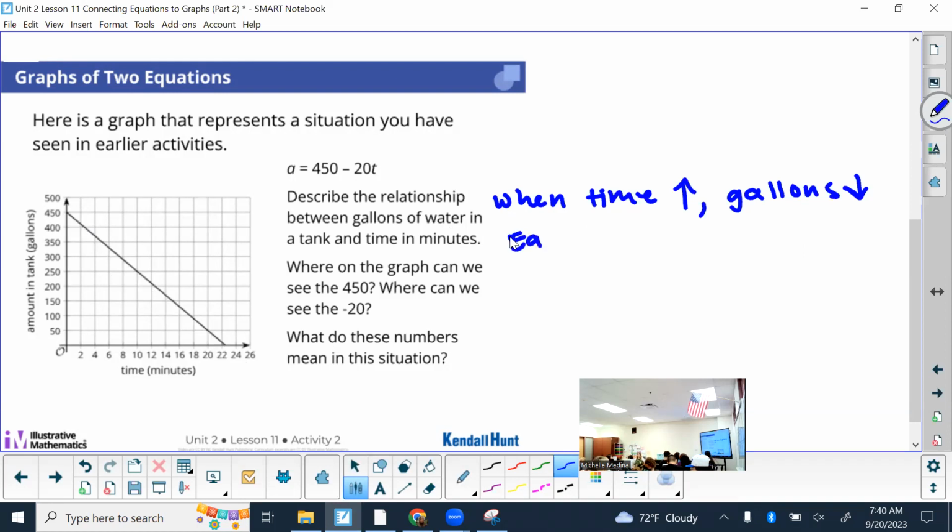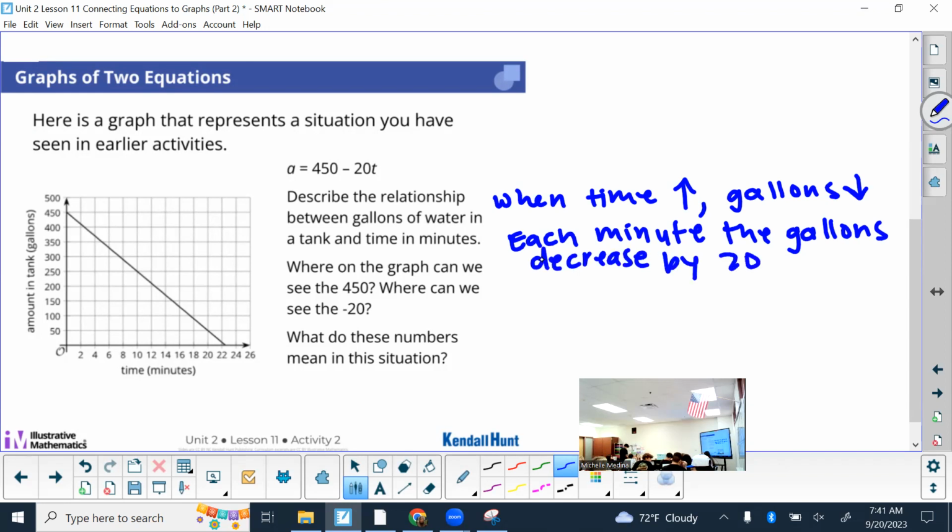Okay, so for each minute, the gallons decrease by 20. All right, so is that accurate? Let's see, it starts at 450. 1 minute would be in between the 0 and the 2, right? So you might have to estimate right here. About how many gallons is that? Does it look like about 20? Okay, and then if we go one more, does it look like it decreased by about 20 again?